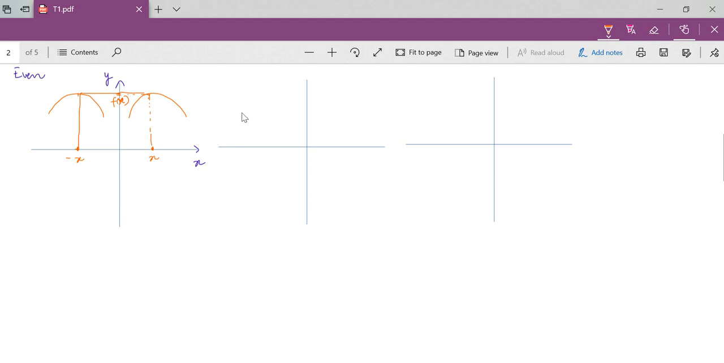It need not be in the first quadrant. Suppose I draw something like this. So if I want it to be symmetric around the y-axis, that means it should look like this. So again, this function is what? An even function. And why is it so?